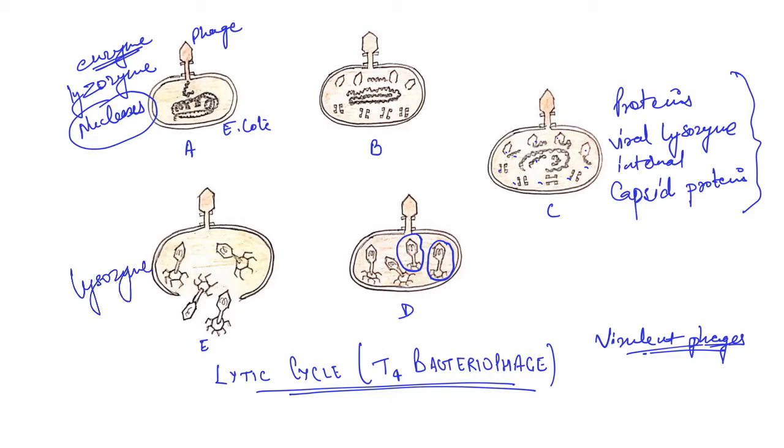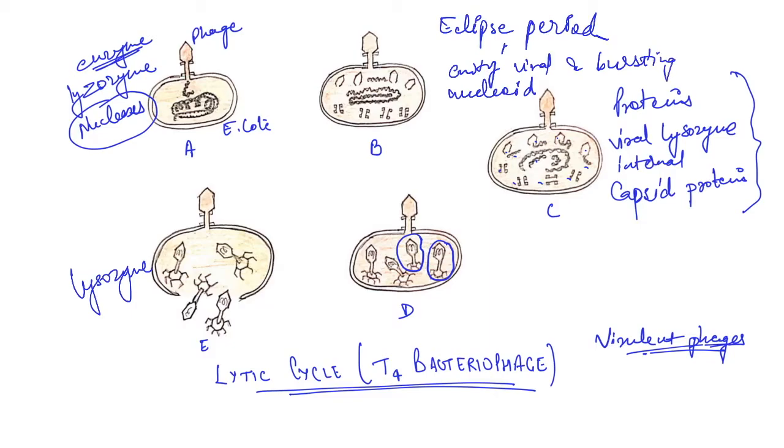Okay, now there's one term which is eclipse period, which is the period between entry of the viral nucleoid and bursting of the host cell. So it is basically the period starting from A and completing at E. So this is the entire lytic cycle in bacteriophages.